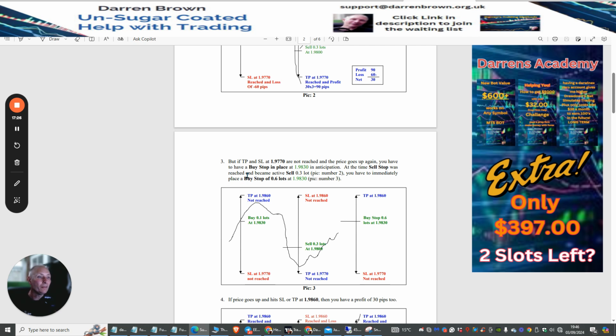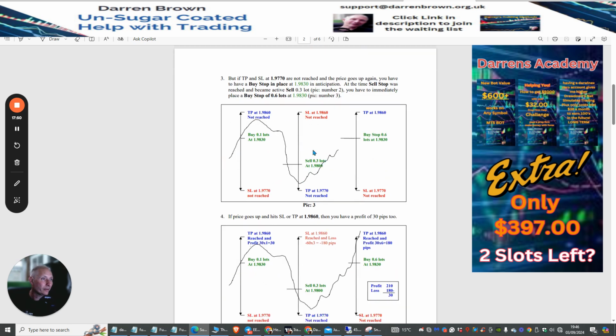Okay, so if your take profit and stop loss at 19770 are not reached and the price goes up again, you have to have a buy stop in place of 1.9830 in anticipation. Okay, at the time the sell stop was reached and became active, the sell 0.3 lot, which is picture number 2, which is this one here.